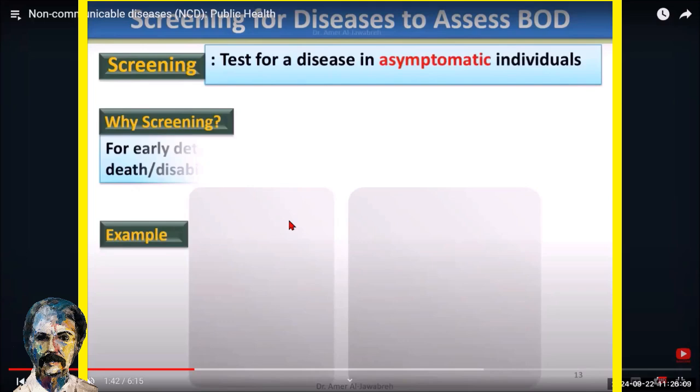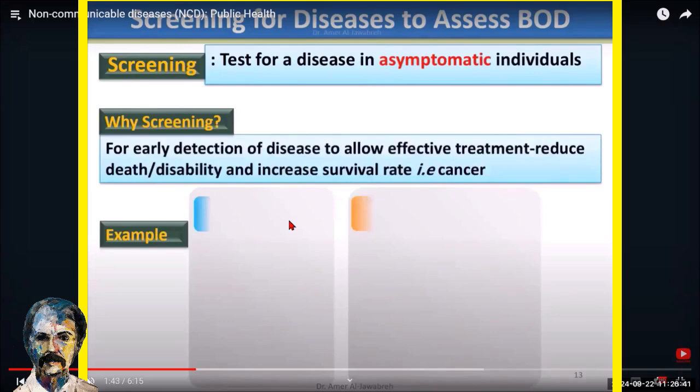So we go only for asymptomatic individuals, those people who apparently look healthy, but if you test them, they will give you positive tests. And usually these are the people at risk. Women above 35, family history, then most probably we have to screen them. We don't screen the whole population. Sometimes it's very costly, time consuming and maybe a waste of resources, who knows. Why do we screen? For early detection, to save the patient.